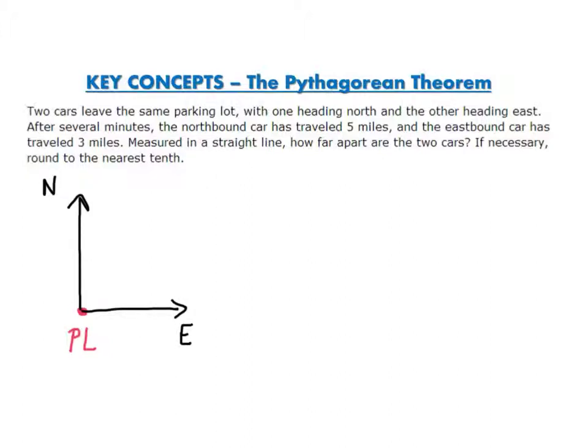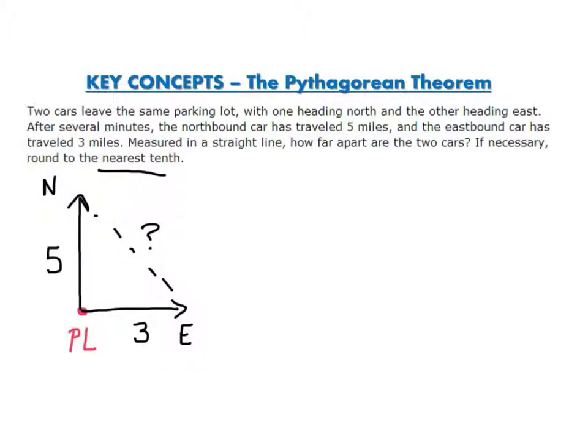After several minutes, the northbound car has traveled 5 miles. The eastbound car has traveled 3 miles. Measured in a straight line, how far apart are the two cars? So they want to know what the hypotenuse is. Okay, so now I know what they want. Now I know how to figure it out. And it says rounded to the nearest tenth.